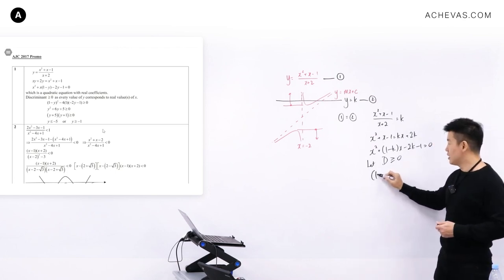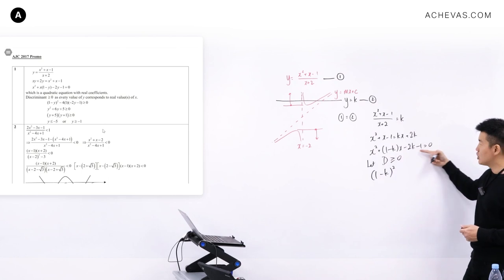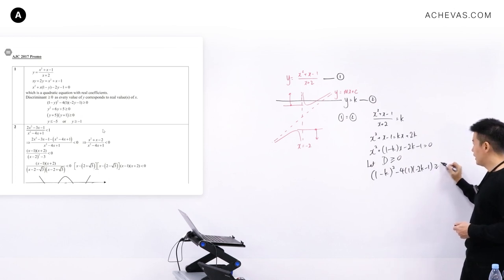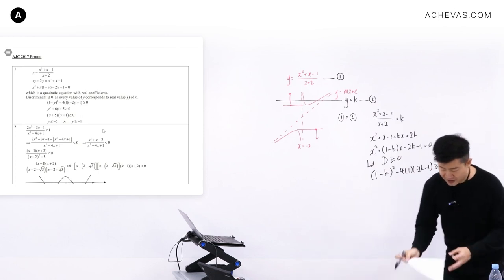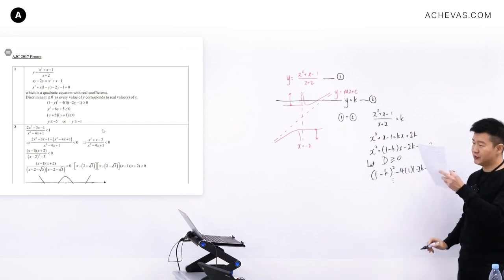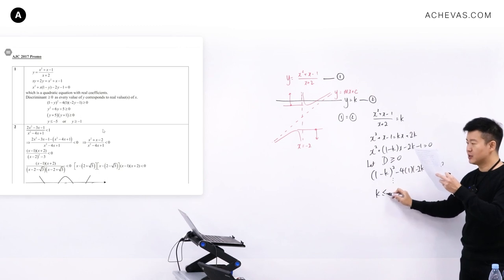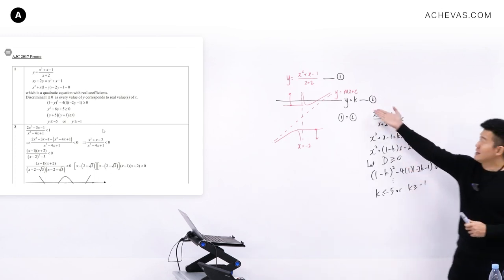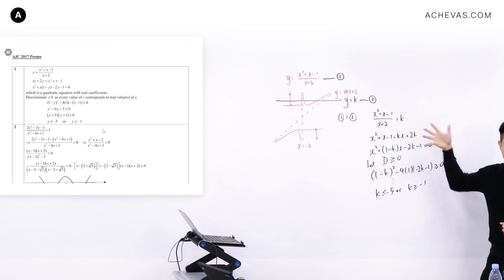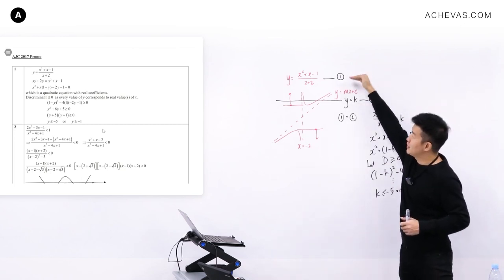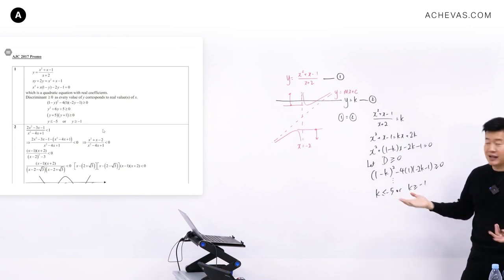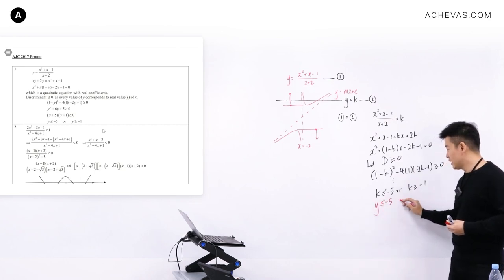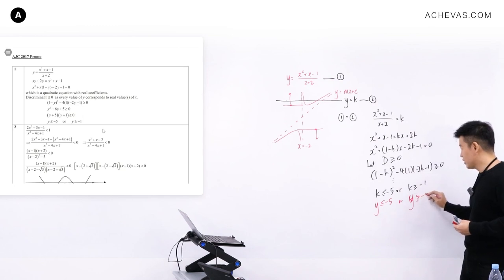And by letting the discriminant be bigger or equal to zero, trying to focus on discussing the nature of roots of this quadratic equation, b squared minus 4ac, then I will be able to get a relationship for k. If I were to solve this, I will be getting k to be less than or equal to minus 5, or k to be bigger or equal to minus 1. And because k is also equal to y, and my entire process is trying to find when exactly this horizontal line will cut the graph, what is the set of values that y can take? If you look at the solution, that is what it is saying also. y is supposed to be less than or equal to minus 5, or y is supposed to be bigger or equal to minus 1.